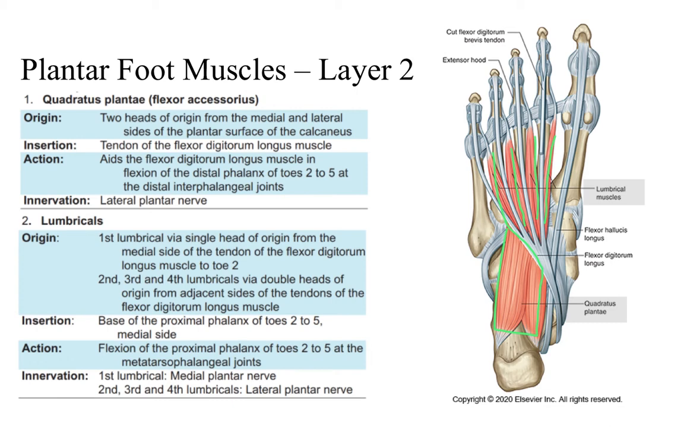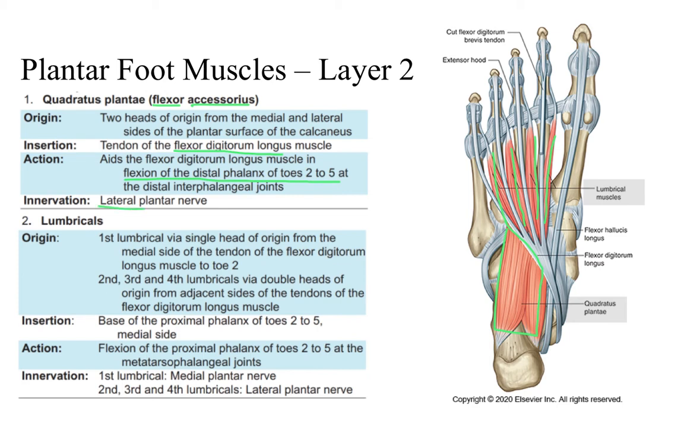So the quadratus plantae, also known as the flexor accessorius, is an accessory muscle, because notice that it inserts into the flexor digitorum longus muscle. So it's going to help the flexor digitorum longus muscle do its job, which is flexion of the distal phalanx of toes 2 through 5. Lateral plantar nerve is its innervation.